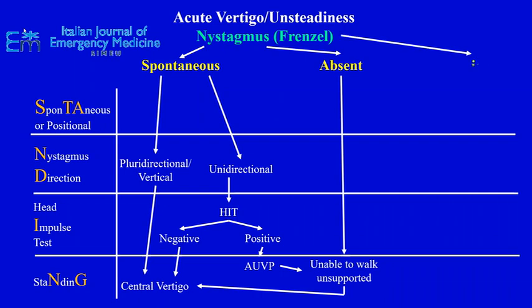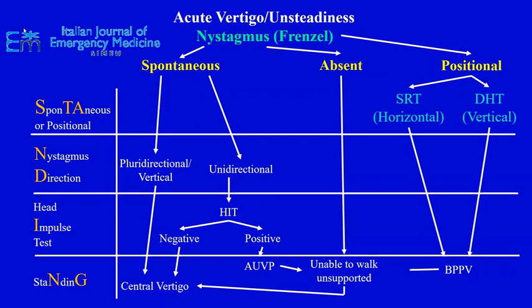If there is a positional nystagmus, they do a supine roll test and Dix-Hallpike test. It is BPPV. If the patient is unable to walk without support, it is likely to be a central positional vertigo occurring because of a lesion, either demyelination or ischemic stroke, in the velocity storage apparatus of the cerebellum, that is the nodulus and uvula.